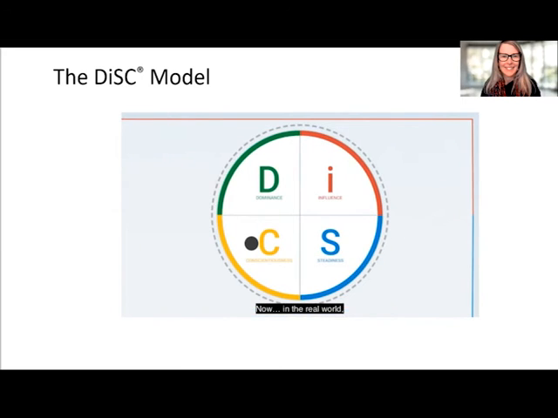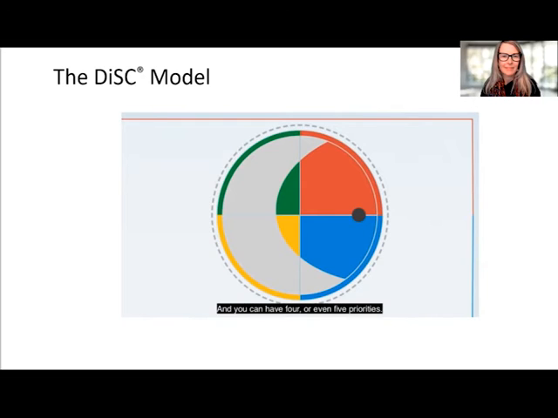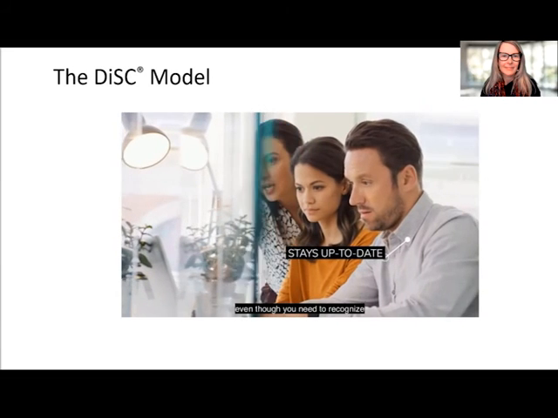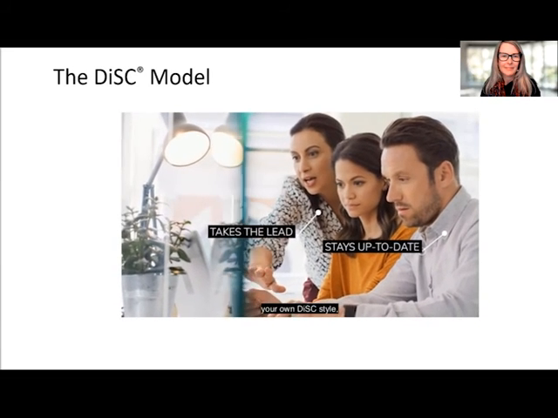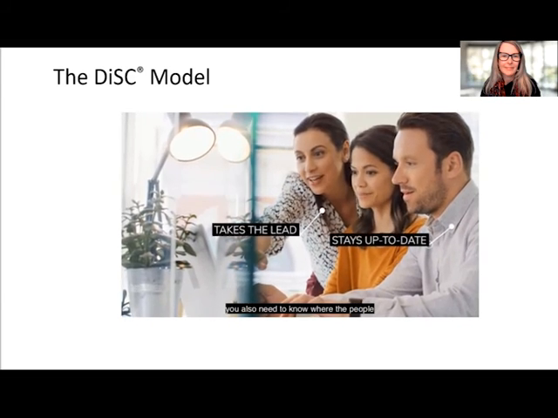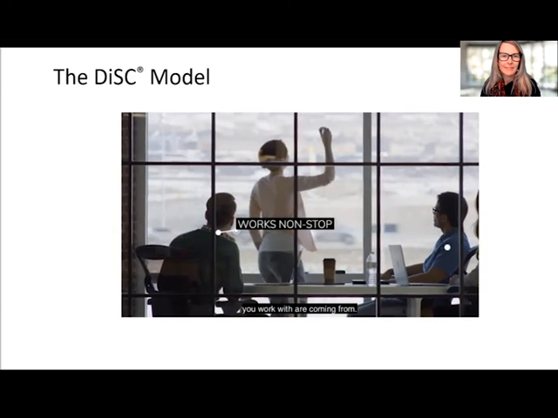Now, in the real world, it's not always that simple. Your dot can be between two styles, such as in the area between I and S, and you can have 4 or even 5 priorities. For example, in addition to collaboration, enthusiasm, and support, you might also share the priority of accuracy with your C coworkers. The point is, even though you need to recognize your own DISC style, you also need to know where the people you work with are coming from.